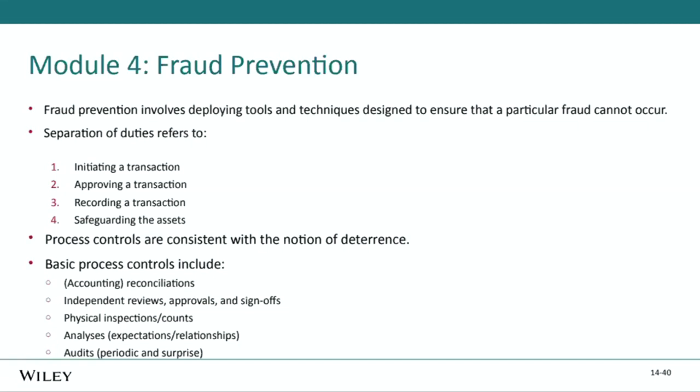So your process controls should be consistent with that whole notion of deterrence. Okay, the idea that the controls in place will send that signal that if you don't comply, you will be caught and you will be punished. So basic process controls include reconciliations, independent reviews, approvals and sign-offs, physical inspections and counts, analyses, and audits. One of the great things about any kind of an audit is that it sends that signal.